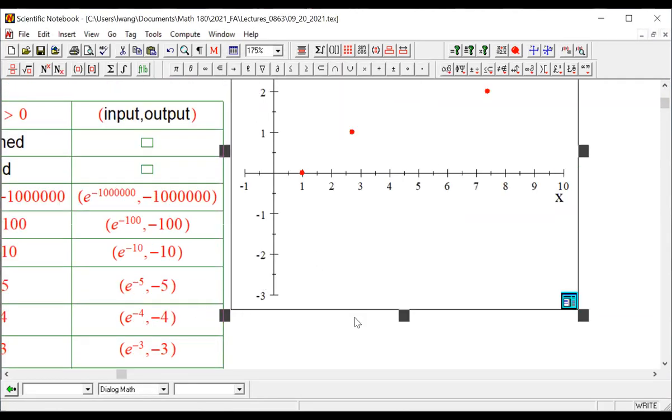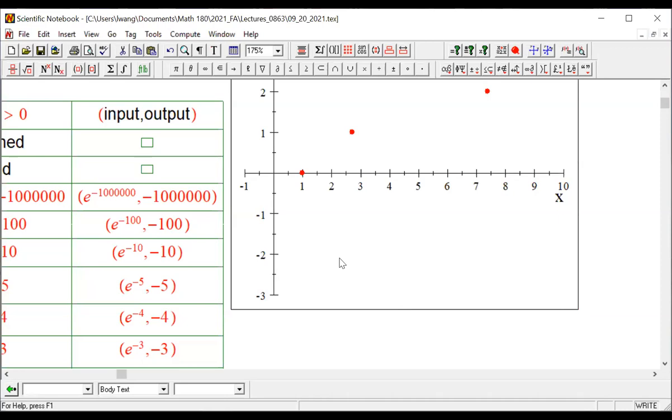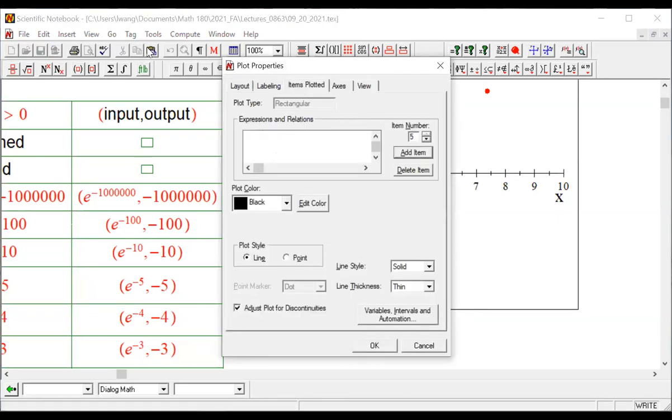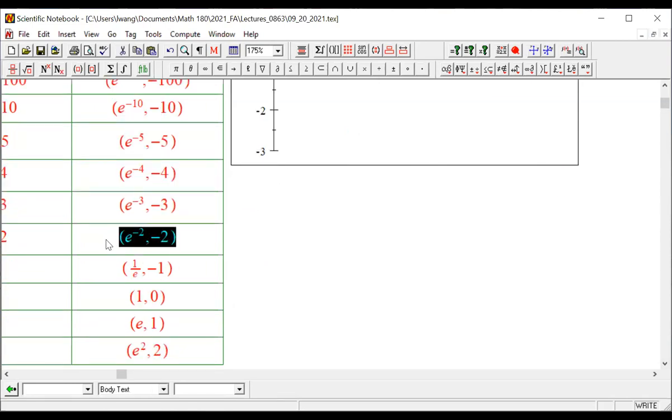Okay. And then I'm going to plot some other points that give me negative output. You see, I plot some points that give me 0 output, and some points that give me positive output. I didn't plot all of them, that's okay. I'm also going to plot some points which give me negative output. Okay, negative output. Right there. Okay, and one more. Feel free to plot more points if you want.